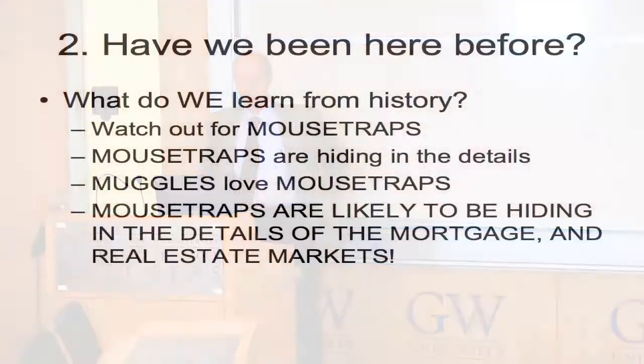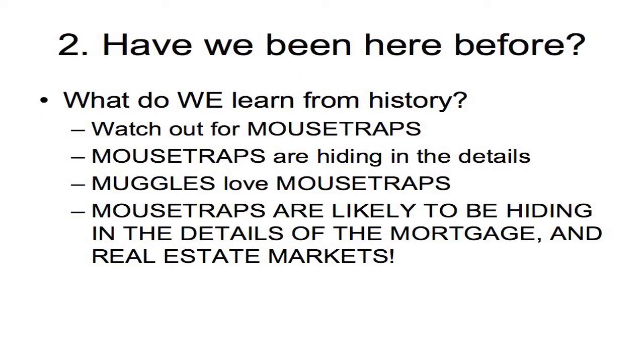So what do we learn from history? Well, we learned to watch out for mousetraps. Mousetraps are hiding in the details of the kind of contracts we have, the way we're organized, and the tax system. Muggles love mousetraps. Mousetraps are likely to be hiding in the details of the mortgage and real estate markets. Otherwise, we wouldn't see what we're seeing, right? We wouldn't see that they lead us into recession. There must be some mousetraps there, right? Yep, probably are.